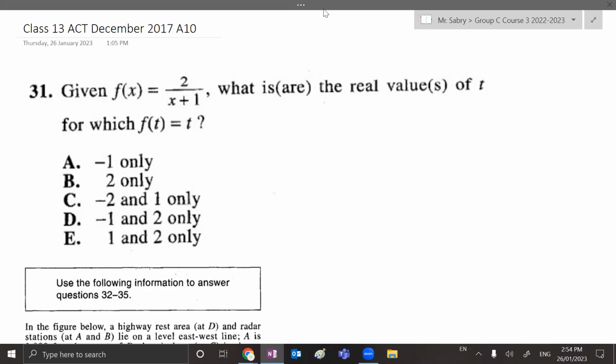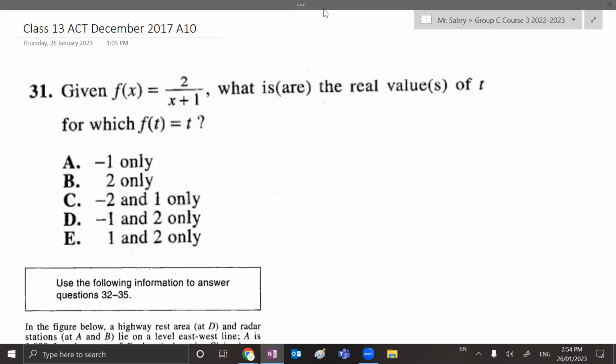Let's start with 31. It says here, given that f of x is equal to 2 over x plus 1, what is or are the real values of t for which f of t is equal to t? What does that mean and what can we do even if we don't really understand? We'll start with what we know.